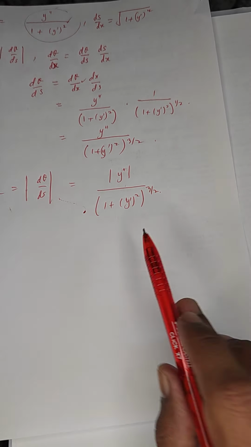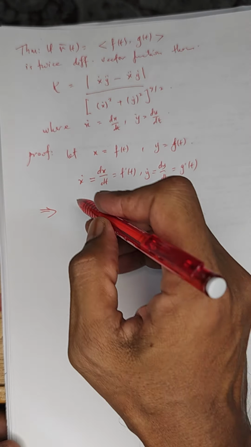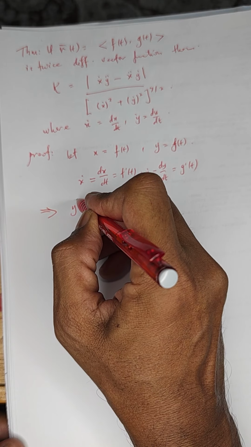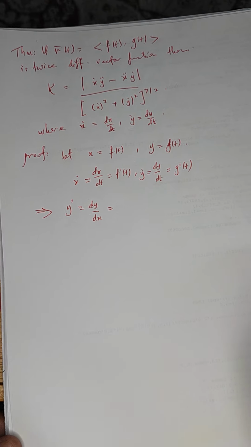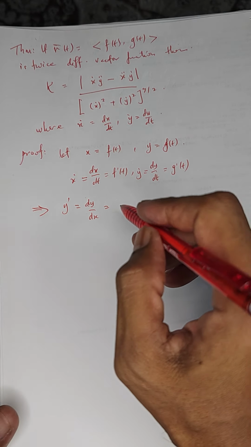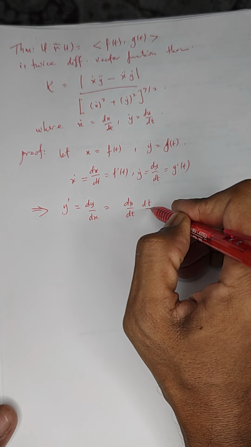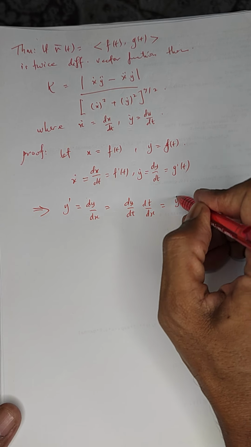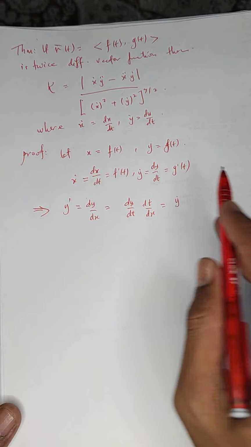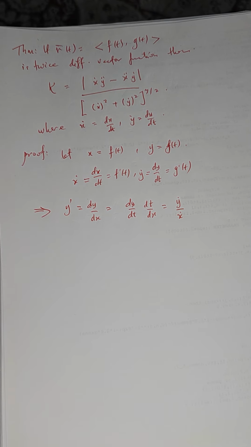In our formula here we need y prime and y double prime, so let's find them. y prime, which is dy/dx, we can find using the chain rule. So we have dy/dt times dt/dx. That gives y dot for dy/dt, and dt/dx is 1 over x dot, so we have y dot over x dot.